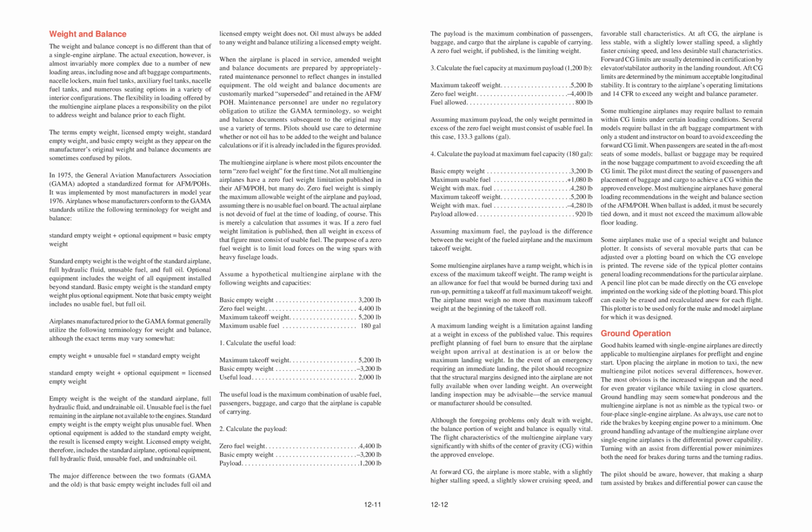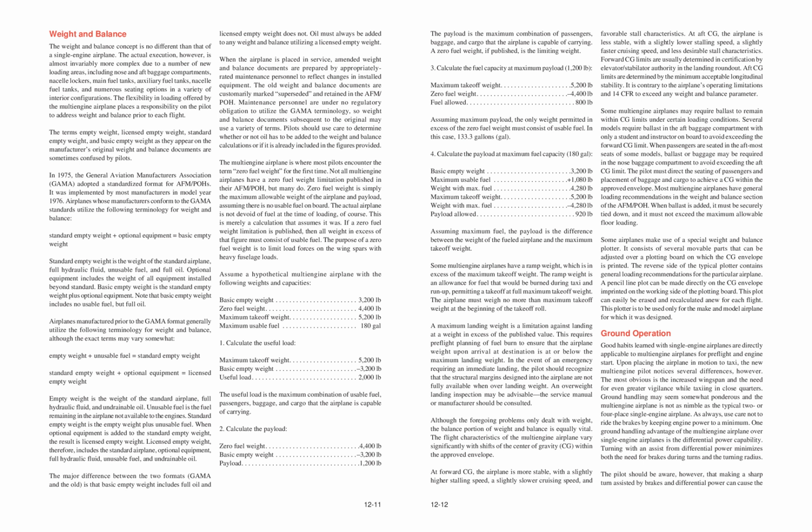Airplanes manufactured prior to the GAMA format generally utilize the following terminology for weight and balance, although the exact terms may vary somewhat. Empty weight plus unusable fuel equals standard empty weight. Standard empty weight plus optional equipment equals licensed empty weight. Empty weight is the weight of the standard airplane, full hydraulic fluid, and undrainable oil. Unusable fuel is the fuel remaining in the airplane not available to the engines.